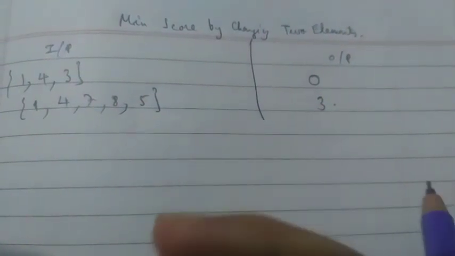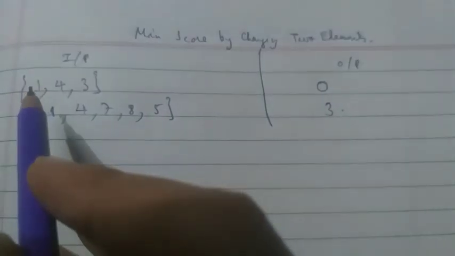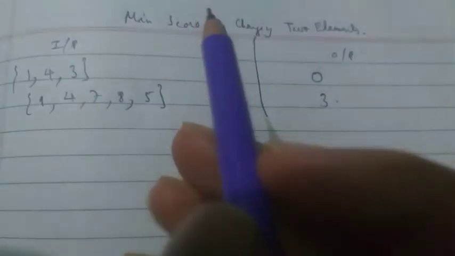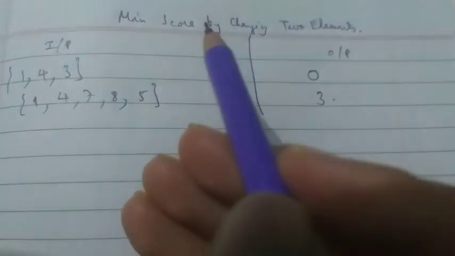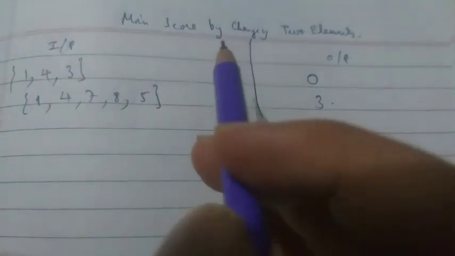So this states that you're given an array and you have to find the difference between the maximum score and the minimum score. I mean, let's say the maximum difference between any two elements and the minimum difference between any two elements, and you have to find the difference between the maximum and the minimum of such differences. Let me explain it.